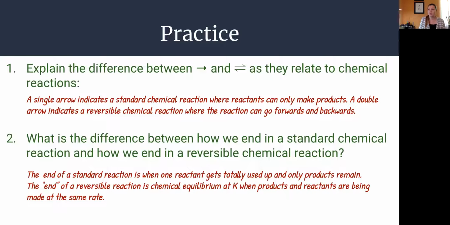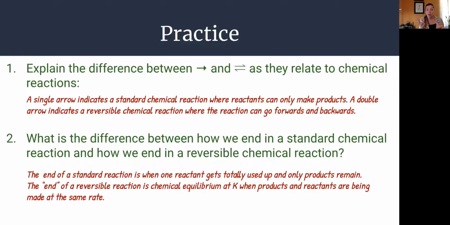Question 2, what is the difference between how we end in a standard chemical reaction and how we end in a reversible chemical reaction? So the end of a standard chemical reaction is when we use up the reactants, we make products. We end with products. In a reversible chemical reaction, we end at equilibrium. We end when we have reached our K, when we've taken our reactants and our products and we've flatlined. We're now making our reactants and products at the same rate.